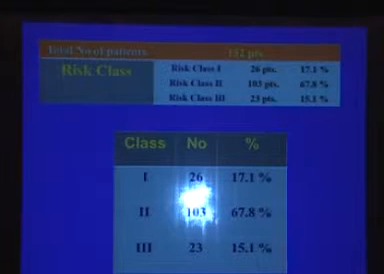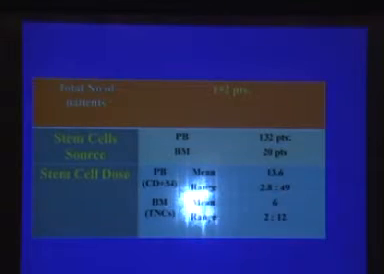As you can see here, 17% of our patients belonged to risk class 1, 15% belonged to risk class 3, and the majority of patients belonged to risk class 2, constituting almost 68% of our patients. Regarding the stem cell source, which is quite related to the size of the donor, 132 patients received stem cells from the peripheral blood, while 20 patients received stem cells from the bone marrow.